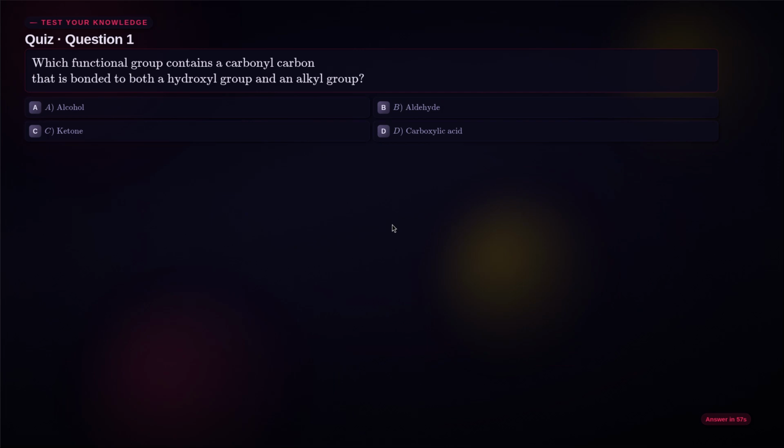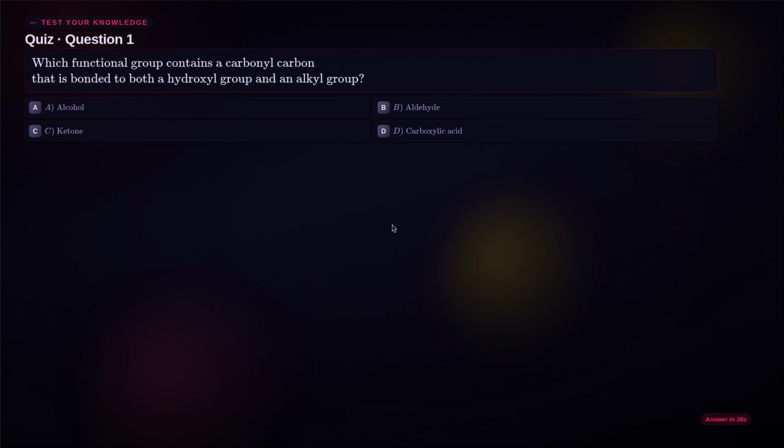Quiz question 1. Which functional group contains a carbonyl carbon that is bonded to both a hydroxyl group and an alkyl group? Option A, alcohol. Option B, aldehyde. Option C, ketone. Option D, carboxylic acid. Take a moment to think about your answer.